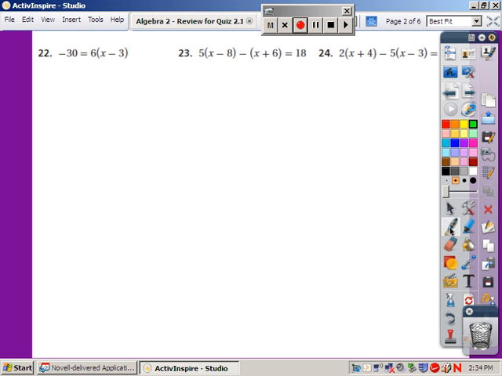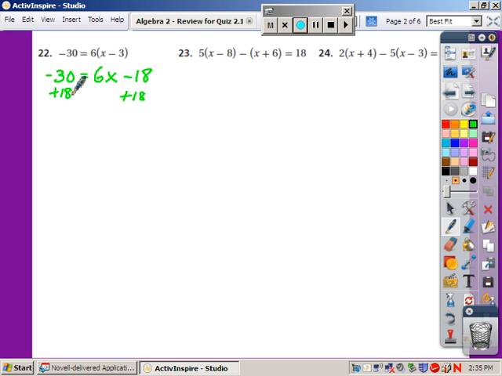So if we look at this first one, basically this is just an exercise in distributing. So we have negative 30, and distributing means to take 6 and multiply it by everything in parentheses. So it's like 6 times x and 6 times negative 3. So to solve this then, you would just add 18 to both sides.